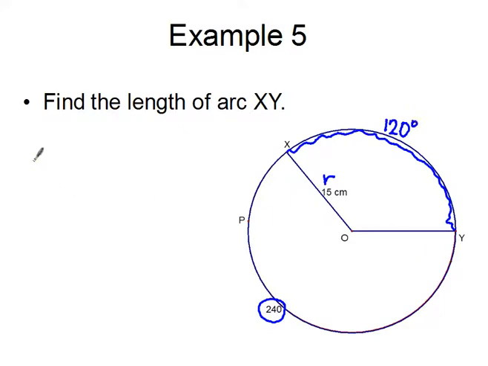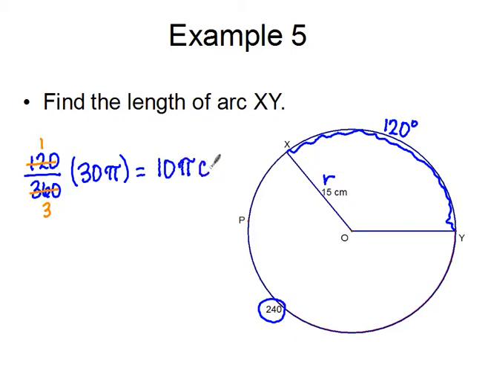And that's helpful because that has to go in our formula. So we do 120 out of 360 times the circumference, and with this one we have a radius, so we're going to use the radius. So we double it and get 30 times pi. Reduce 120 over 360. That gives us 1/3. So then we do 1/3 of 30 pi, and we get 10 pi centimeters.